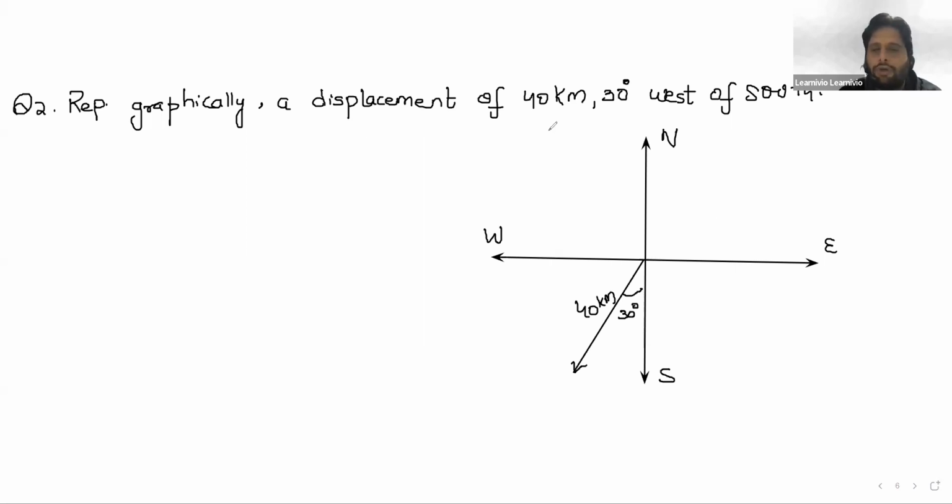Graphically, a displacement of 40 kilometer 30° west of south. This is south, and in the question it is given 30° west of south. So you have to move 30° towards west of south. So this should be 30°, and this 40 kilometer will represent its magnitude.